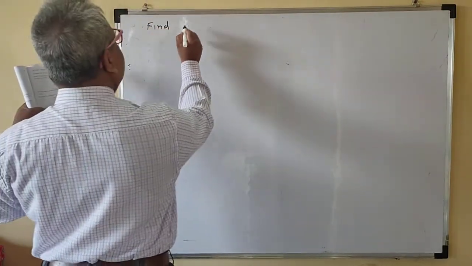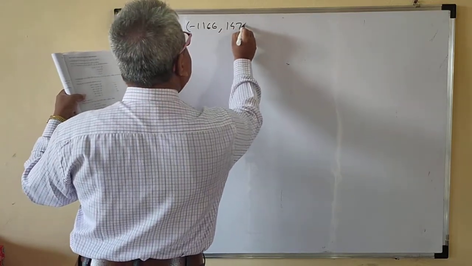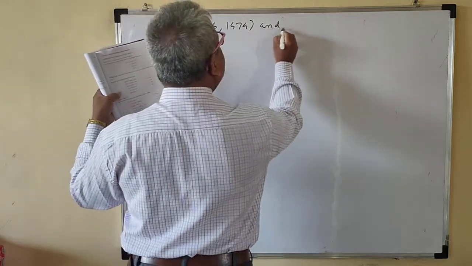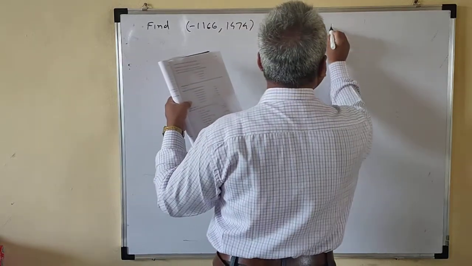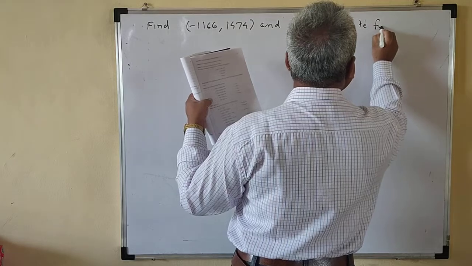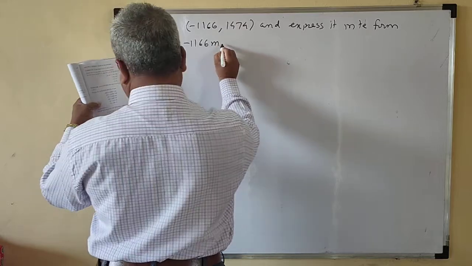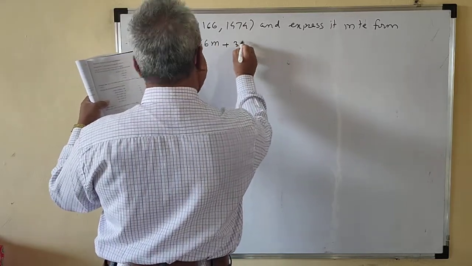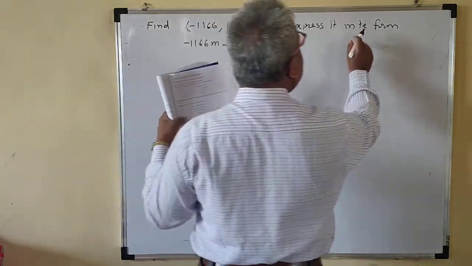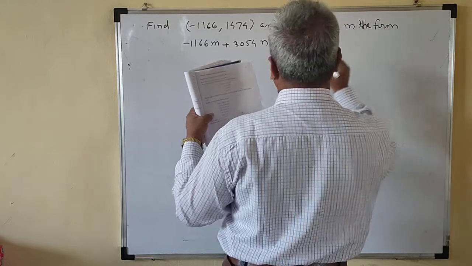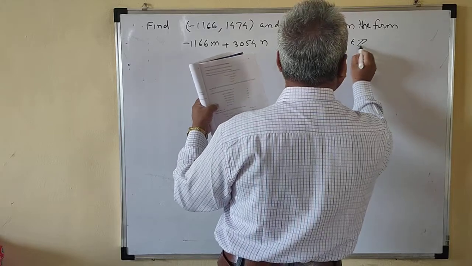Find the GCD of minus 1166 and 1474 and express it in the form minus 1166 m plus 1474 n, where m, n belong to the integers. You have to take care of this one.